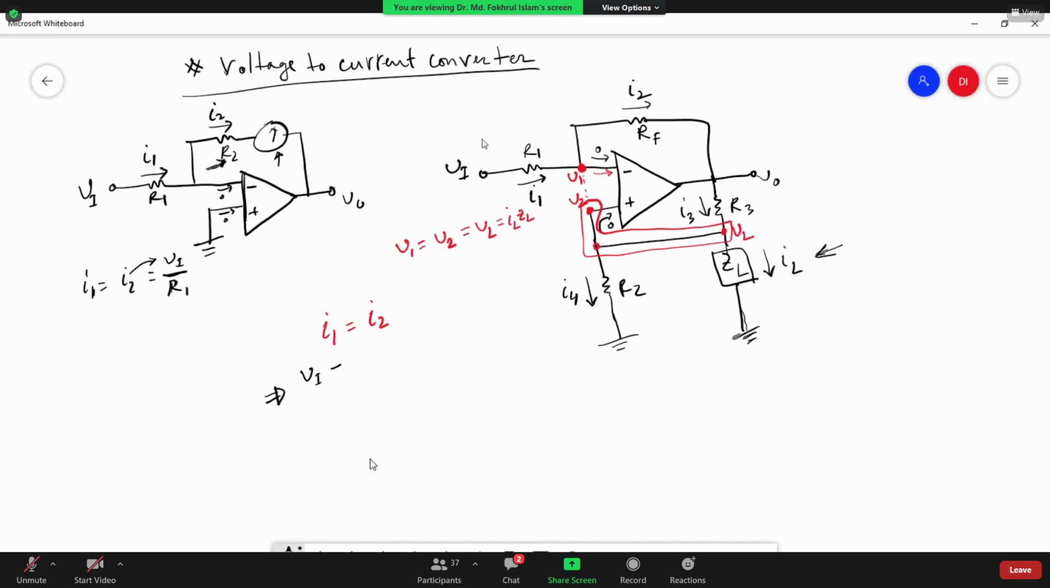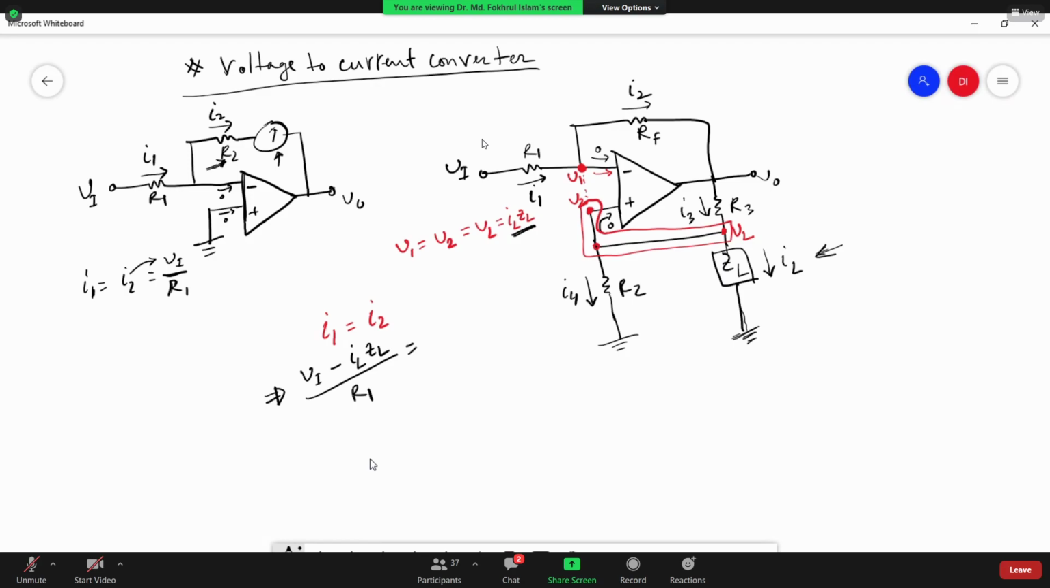Yes, so you will replace V1 with V2, replace V2 with VL, and replace VL with ILZL. Then VI minus ILZL divided by R1. Is it okay? Yes, sir. Basically this one is VI minus V1, or you can say VI minus V2, or VI minus VL. Then you can write VI minus ILZL by R1.